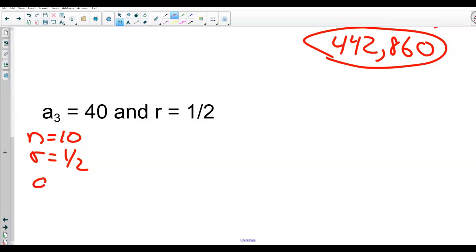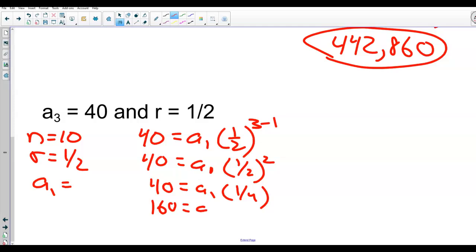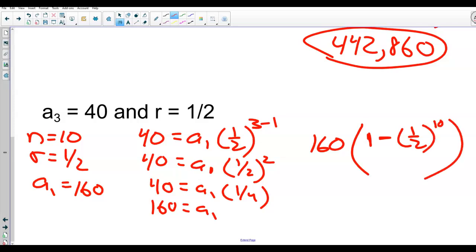All right, my a_1 is going to be this. 40 = a_1 · (1/2)^(3-1). 40 equals a_1 times 1/2 squared. That's 1/4. And if I multiply both sides by 4, I get 160. That's my a_1. And now I'm just plugging in. 160 times (1 - (1/2)^10) over (1 - 1/2).